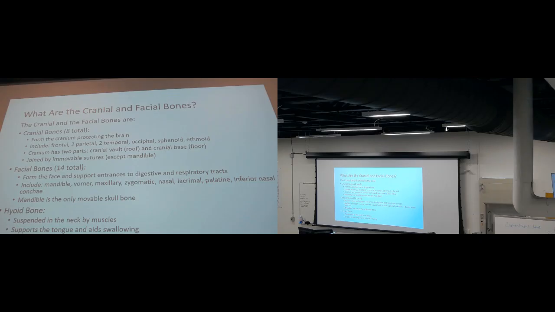And then these bones are located either in the cranial vault or roof, which will be this, also known as the calvaria, or they can be located at the cranial base, which we know as the floor. And then all of the bones of the skull are joined by immovable sutures.